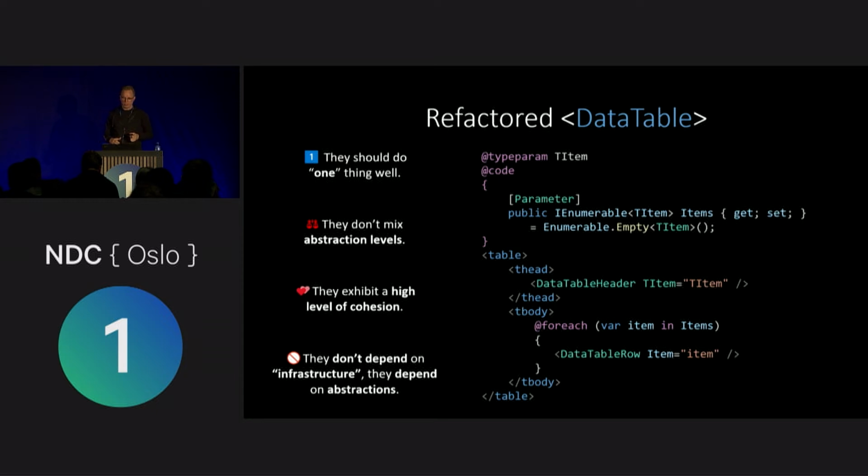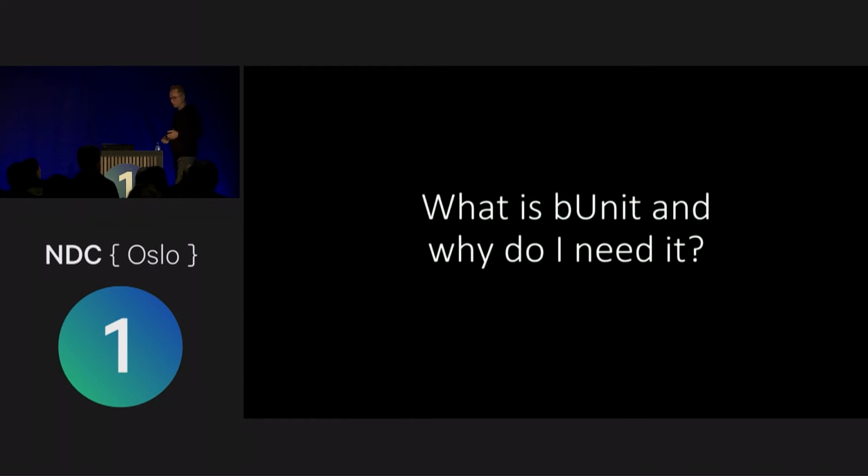Let's go ahead and change gears a little bit and look at how easy it is to test well-factored Blazor components, isolate them, and get fast and stable tests. To do that, we can use bUnit, but I'll first tell you what bUnit is and why we need it.